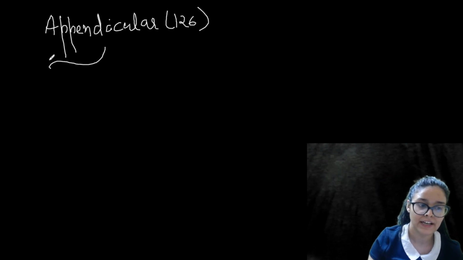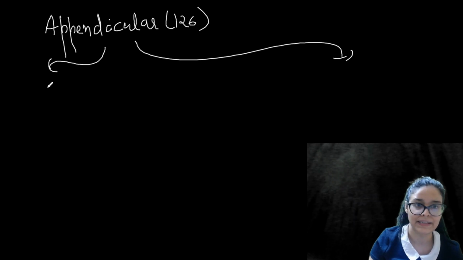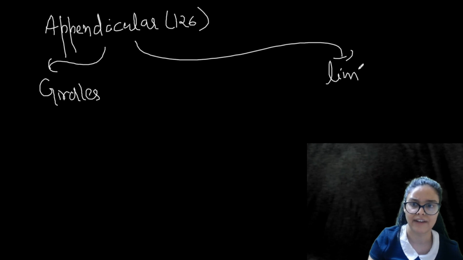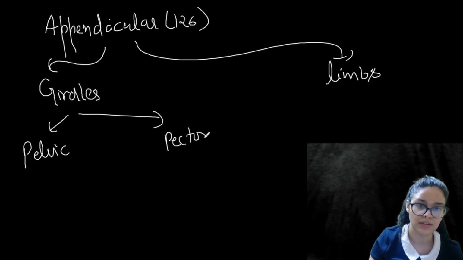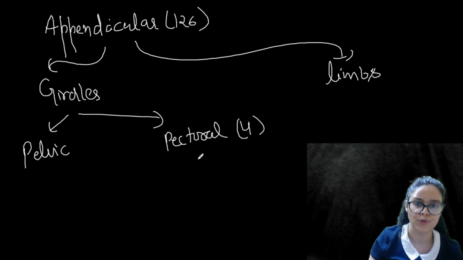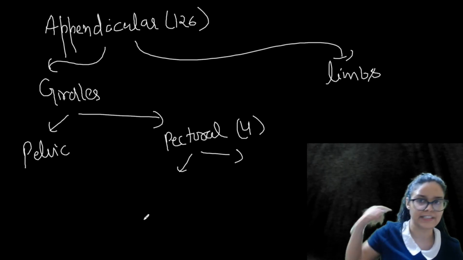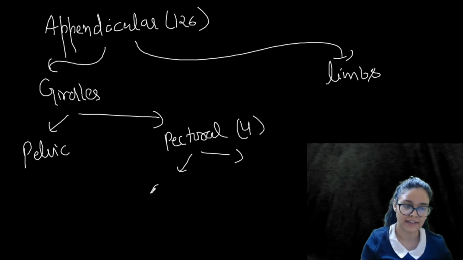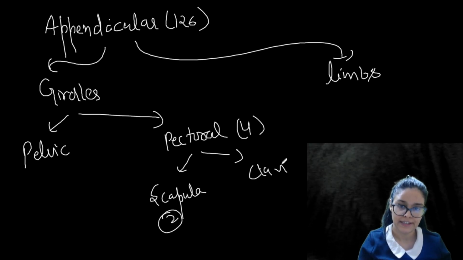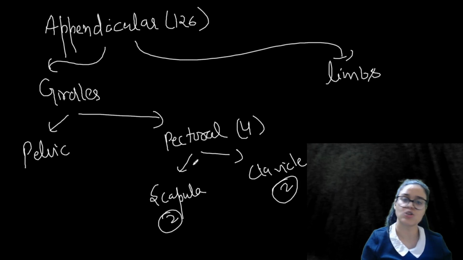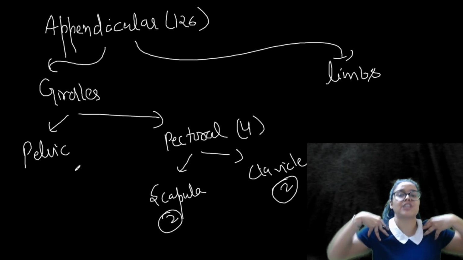We know they are having girdles and limbs, right? Girdles means the places where our limbs are attached, and obviously we are having limbs. If we talk about girdles, we are having pelvic girdles and pectoral girdles. The pectoral girdle has 4 bones: the two triangular bones known as scapula, so 2 scapula, and obviously 2 clavicle. Clavicle is the collarbone, right? So 2 clavicle. Total 4 in the pectoral girdle, and it is attached with our 4 limbs.